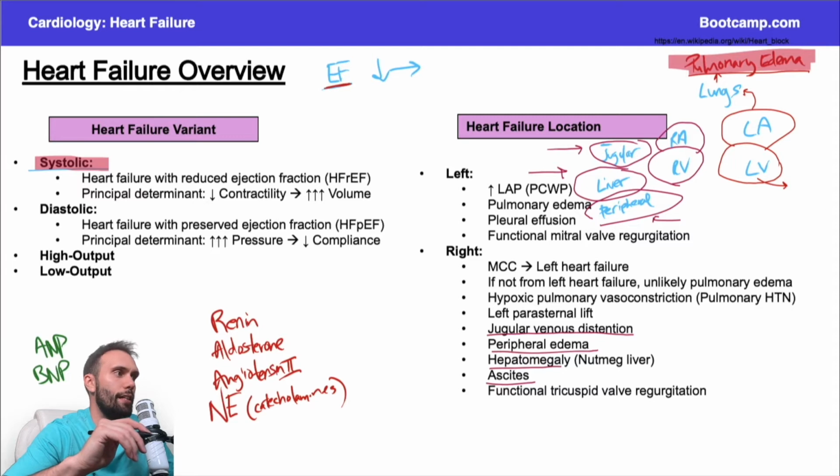You're not ejecting enough blood. Your ejection fraction is very low. Okay, so if your ejection fraction is very low, that means the blood that's going to the tissues, sometimes we call this the effective circulating volume, the ECV.